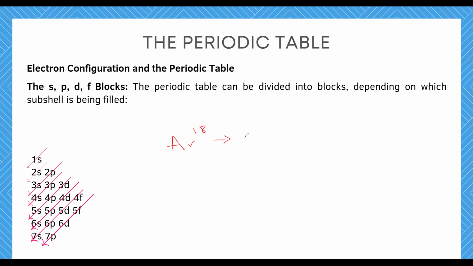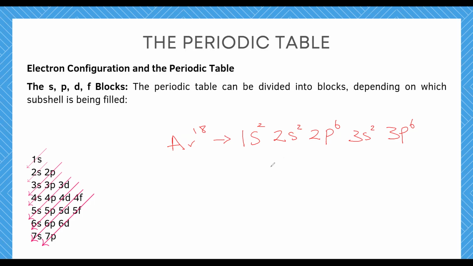So we start with 1s with a small 2. 1s2, okay. Then 2s2, okay. Then 2p6, all right. That's 10 electrons, remaining 8. Then 3s2, okay. Then 3p6. And that's all.